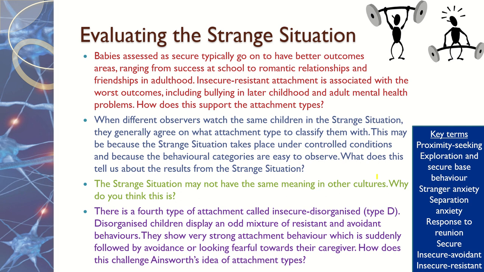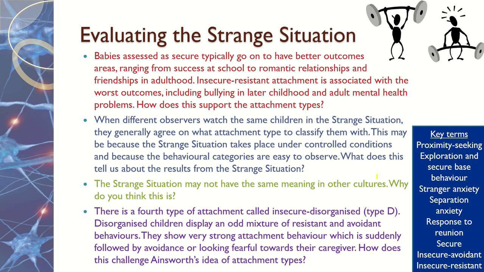Okay, so hopefully you've got that babies assessed as secure tend to have better outcomes. This is talking about the long-term effects, and that bullying in later childhood and adult mental health problems were all associated with the insecure resistant type. So this suggests that early attachment can affect later behaviour in life, and we're going to learn about that later on in the topic as well. So that's supporting research for attachment types influencing your behaviour.